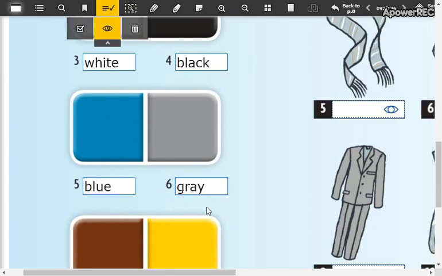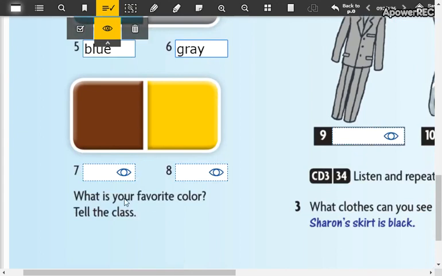Number six, this is gray, no gray, gray, plomo, gray. Seven, brown. And eight, this is yellow. The pronunciation is yellow, no jello, yellow.